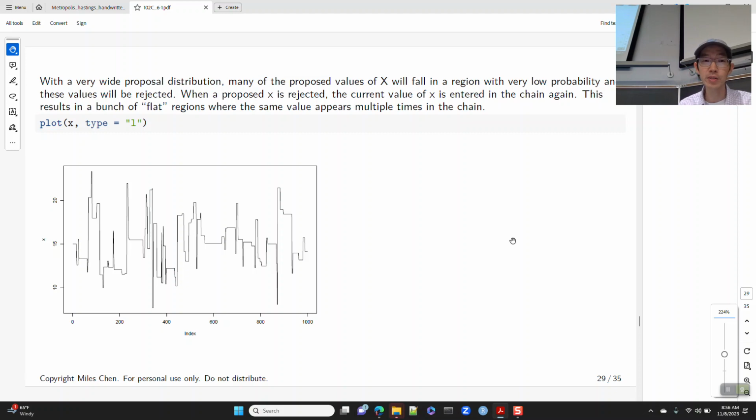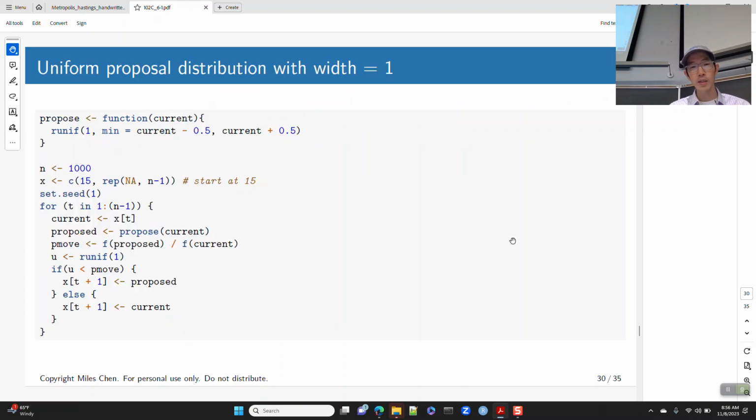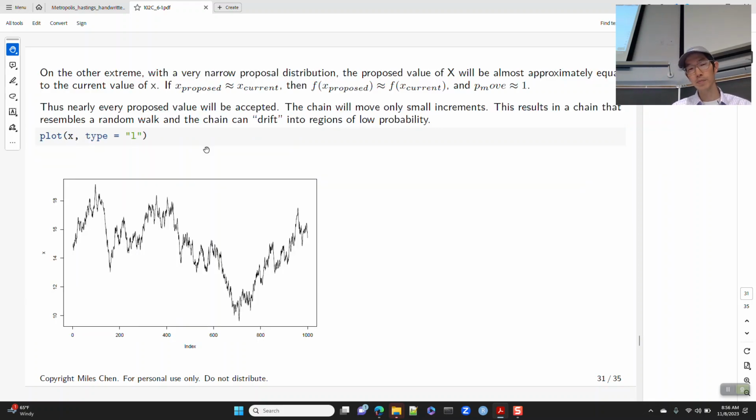Okay, so with a very wide proposal distribution, a lot of these proposed values fall in regions with very low probabilities. All of these proposed values get rejected, and we just recycle the same value. Okay. Here we're going to propose values with a width of 1. So I'm going to take my current value, and I'm either going to go up 0.5 or down 0.5. Okay. And this is what our Markov chain ends up looking like here.